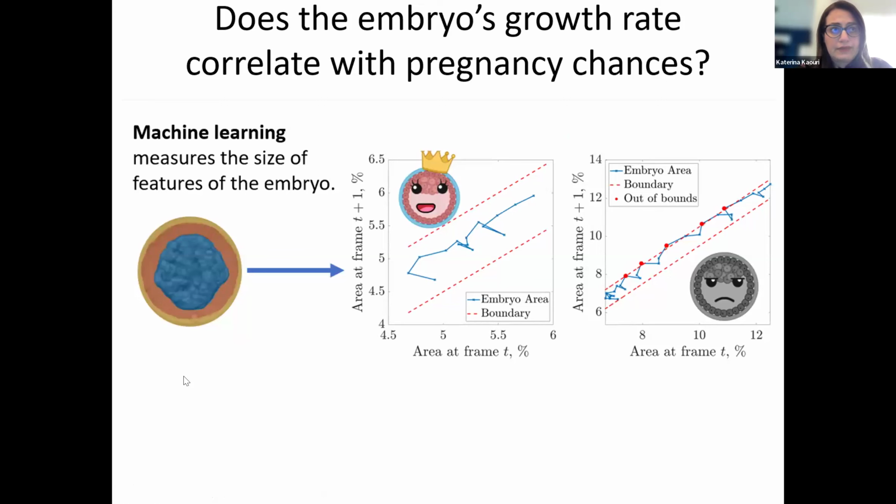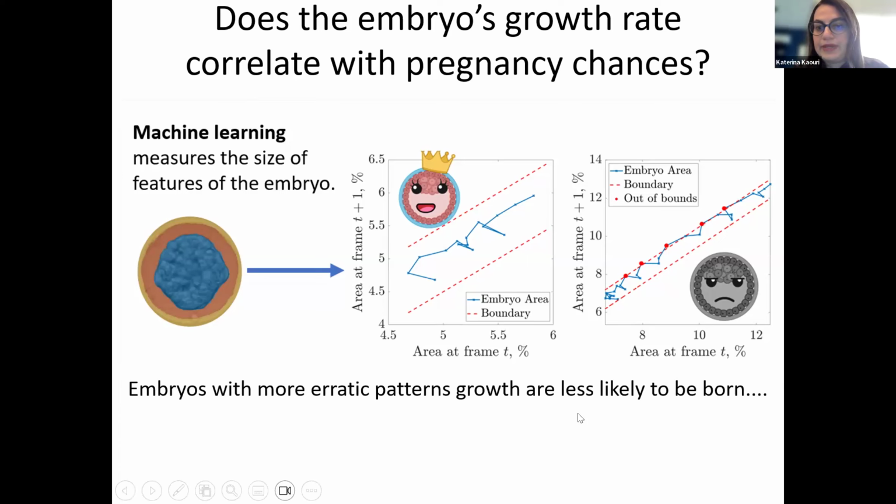So coming back to the original question that Tim set out to answer with our supervision, does the embryo's growth rate correlate with pregnancy chances? He used eventually a bit of machine learning, even though we're not machine learning experts, but this allowed Tim rather to quickly delineate the various compartments the embryo has inside, because it's not a homogeneous mass, right? And these two pictures on the right tell you that basically if the embryo is growing erratically, so to speak, then it's less likely to be born. So you have lower pregnancy chances if, as you're growing, you're doing things that are like up and down a lot.